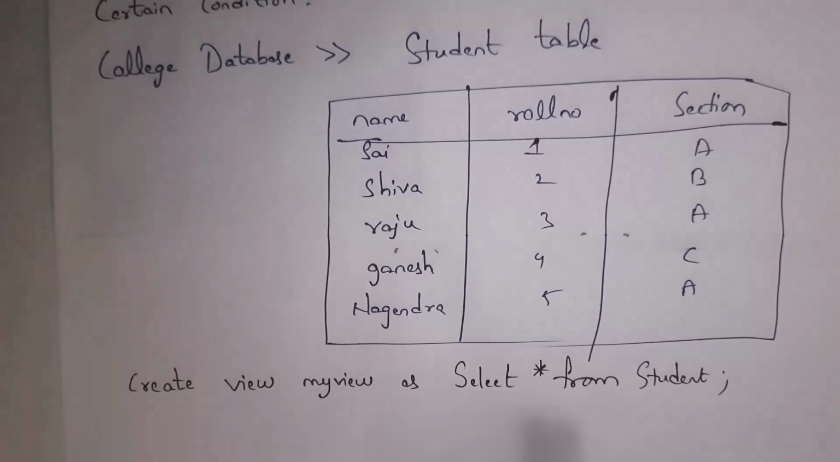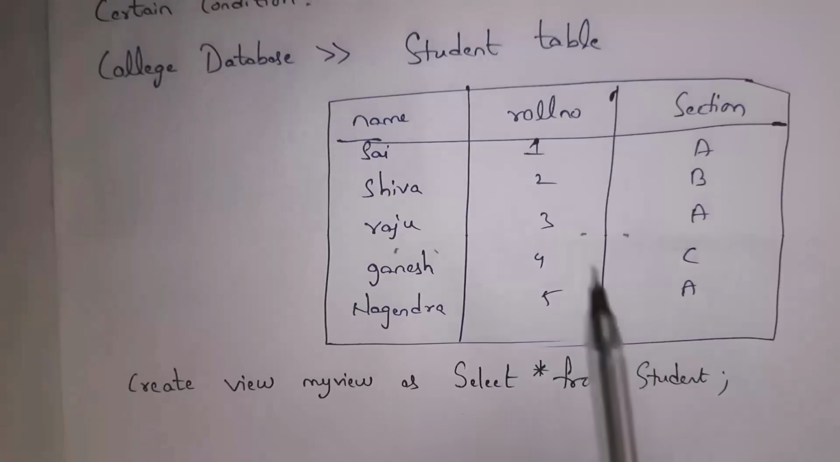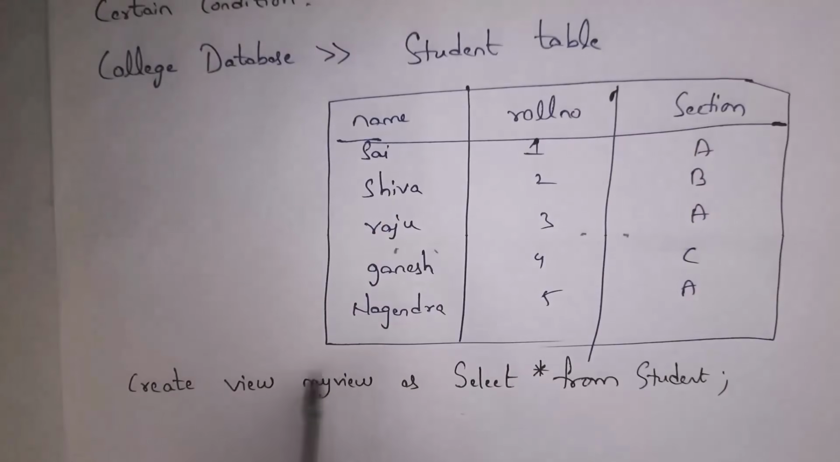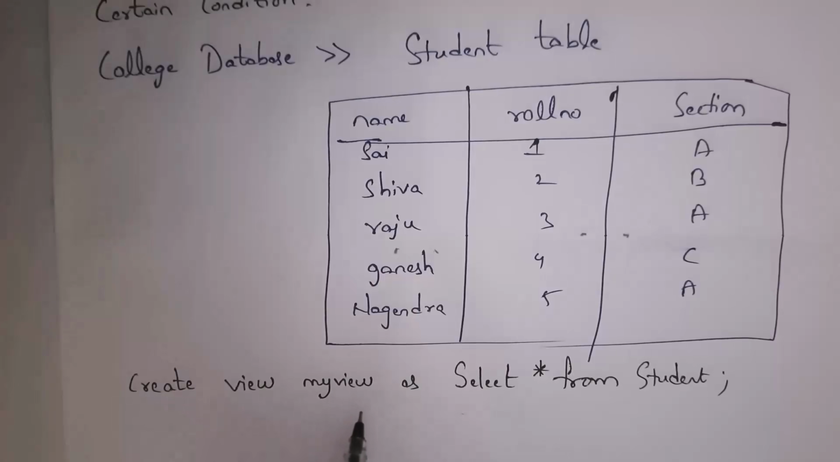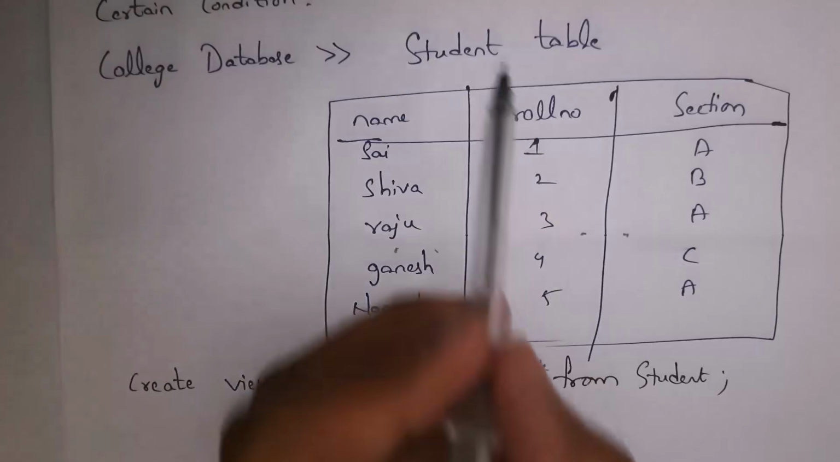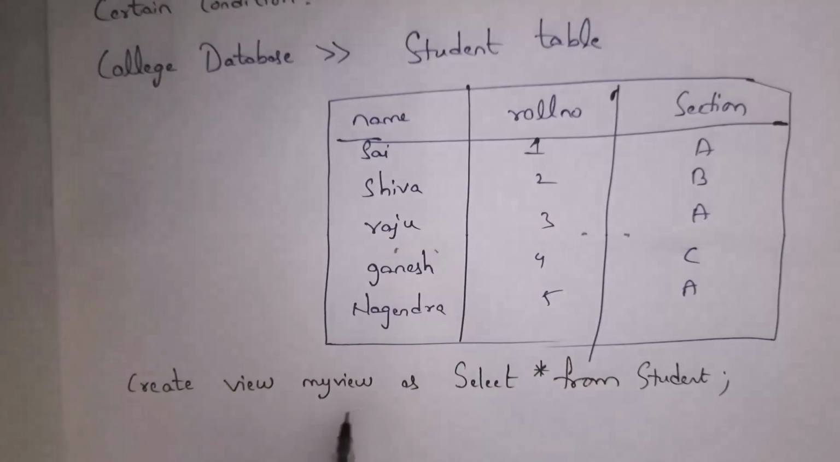Whenever you write this line of code and click enter, it will create a view. That view name is my view. Here in this my view, I selected the complete data which is present in the student table. So this my view contains the complete data of the student table. Guys, this my view is also a table. Previously there was only one table, that is the student table. But this time there are 2 tables: the student table as well as my view table.